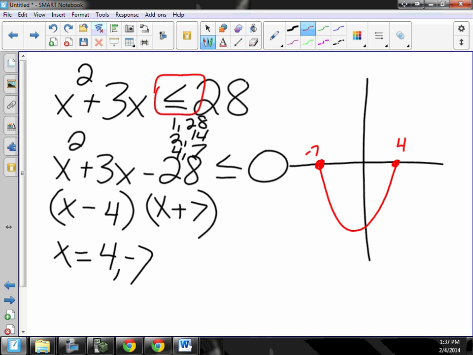You understand it, Jared. You're fine. Okay. If it was the other way around, if it was greater than or equal to 0, then you would just do these pieces.